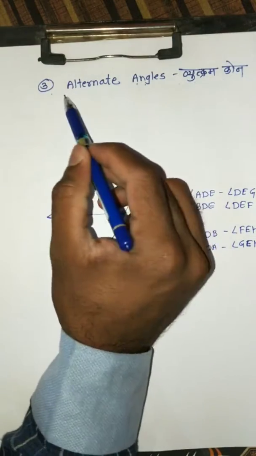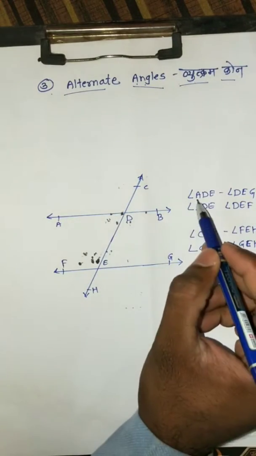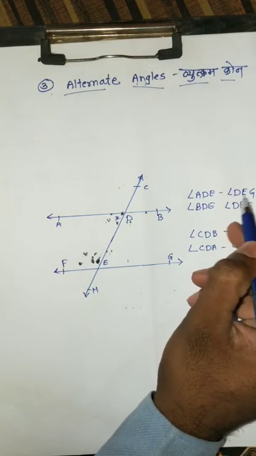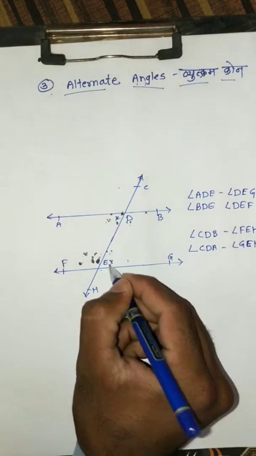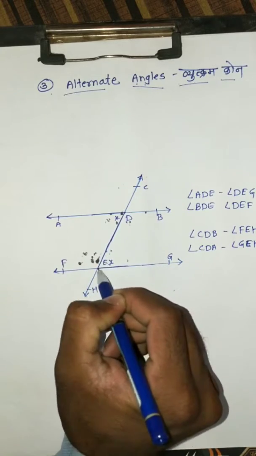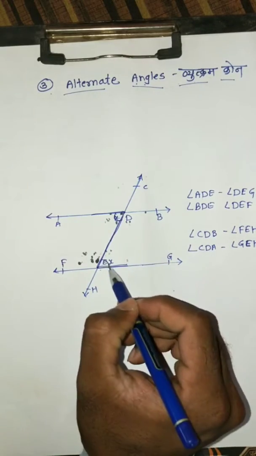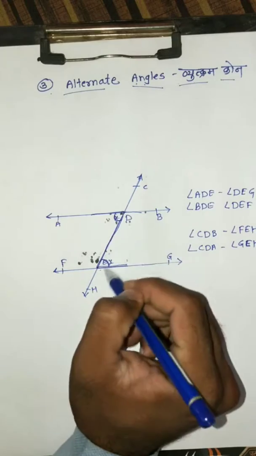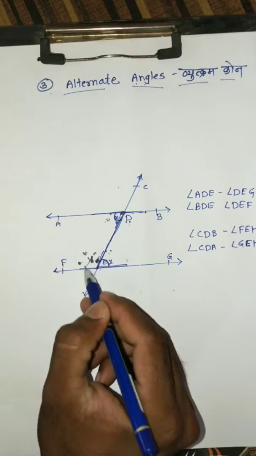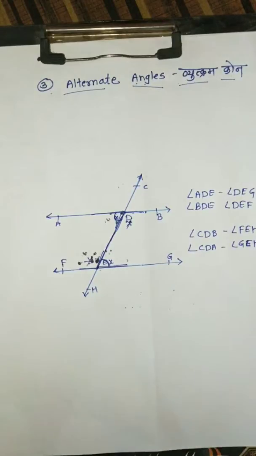The third one is alternate angles, म्हणजे व्युत्क्रम कोन. In this figure, angle ADE and angle DEG are alternate angles. They make a symbol like Z. These angles are alternate angles, as well as angle BDE and angle DEF. These are also alternate angles, means व्युत्क्रम कोन.